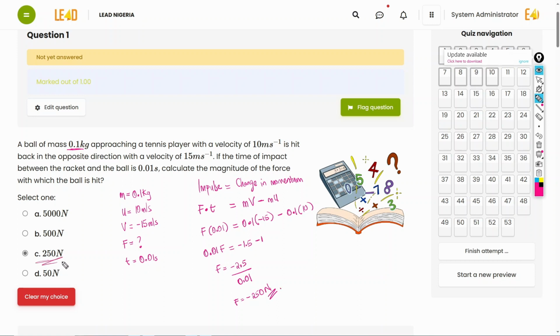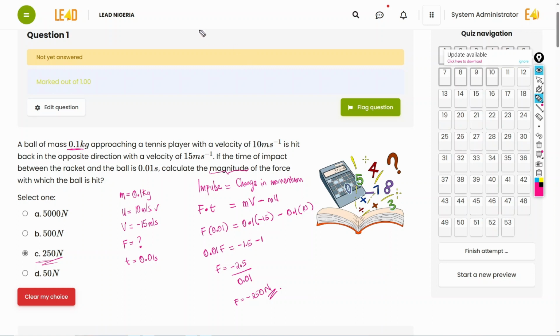The answer is C. Now, the reason why it's positive 250 that we're taking is because they asked for just the magnitude. Remember that force is a vector, and the reason why the force is actually negative is because the force is in the opposite direction to the initial velocity that we called positive, right? So we call the initial direction of the ball positive, and the force is in the opposite direction. That's the reason why we have our F as negative 250.